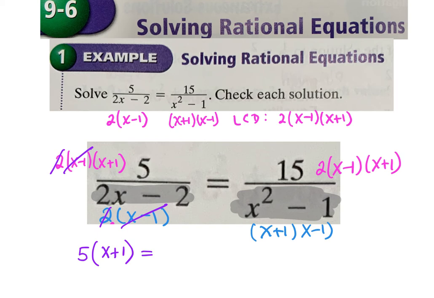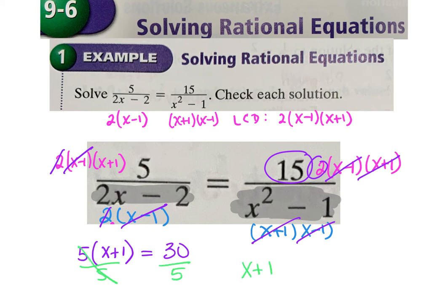Correct? On the right-hand side, what's going to cancel? x plus 1, x minus 1, both of these. I have no denominator. I just have 15 times 2. Or you can distribute. It's the same concept, but divide by 5. I get x plus 1 equals 6, so x is going to equal 5.